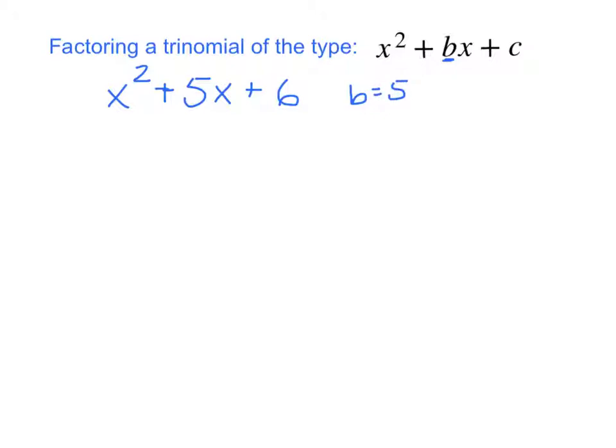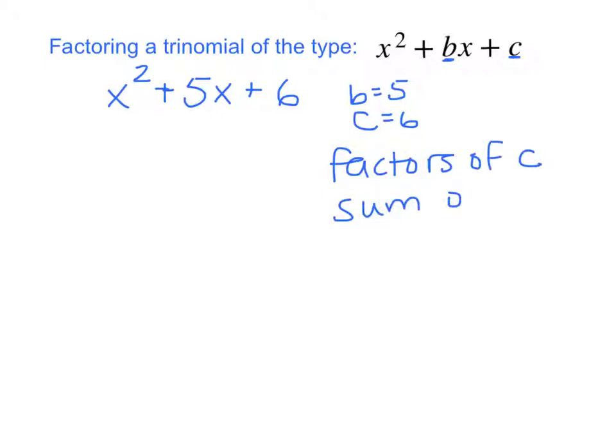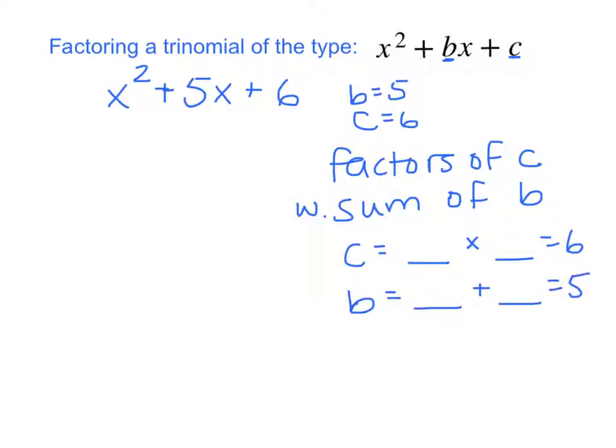And what's in the position of the c right here? Well, c is 6. And I want you to remember that what you are doing is finding factors of c that have a sum of b. Okay, factors of c with a sum of b. So I need two numbers that multiply to give me 6, and the same two numbers that are going to add to give me 5.